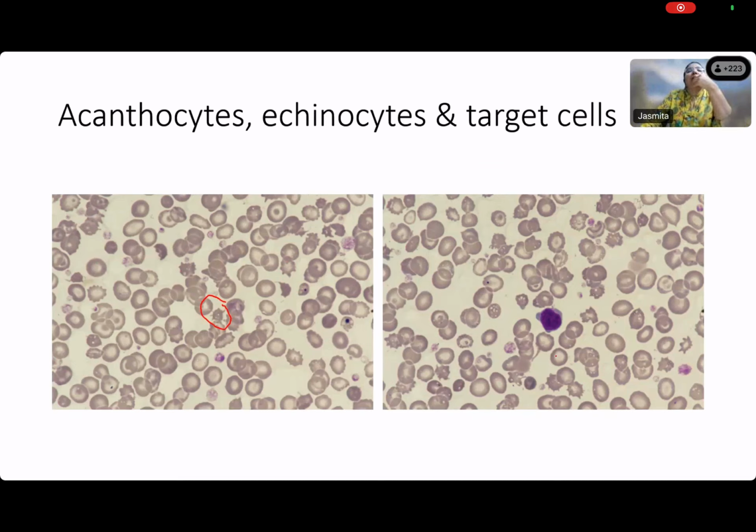So acanthocytes you frequently see when you have lipid abnormalities or when you have liver disease, and echinocytes you see when your sample is being kept too long or when the patient has renal failure. In addition, in this one you have thrombocytosis, uneven platelet granulation, and you also have Howell-Jolly bodies.